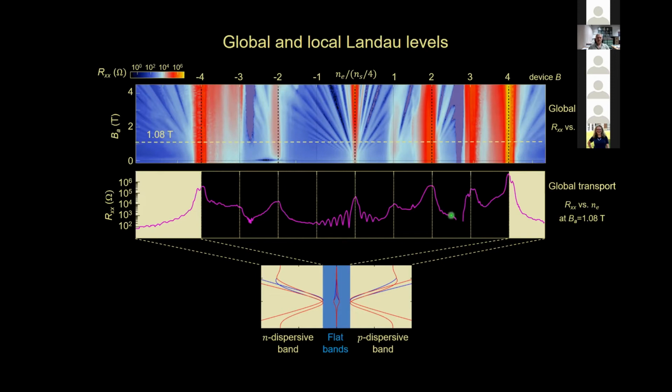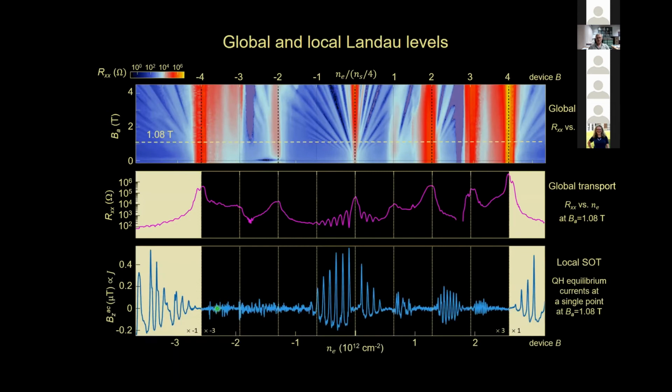But now we can do the same thing essentially with our tip. So this is for comparison. The local measurements of BZAC, I remind you, this is proportional to the local current flowing under the tip at some random position in the sample at the same magnetic field. And what you see is very sharp peaks appearing at various filling factors. The height of the peak is proportional to the Landau level gap energy, and the distance between the peaks directly gives us the degeneracy.